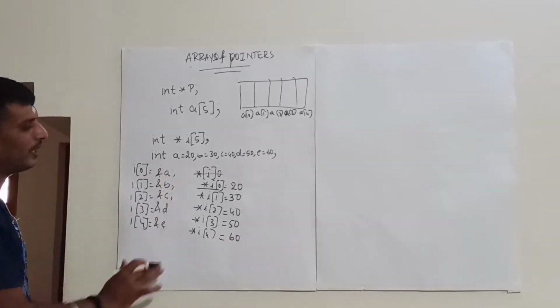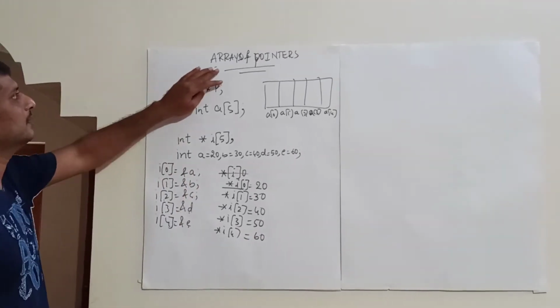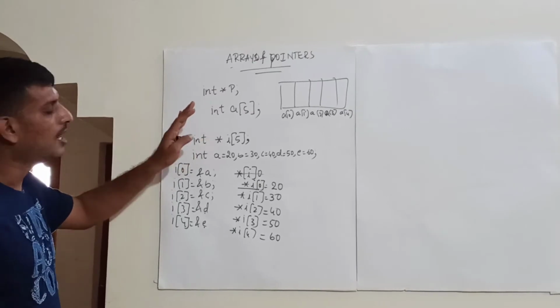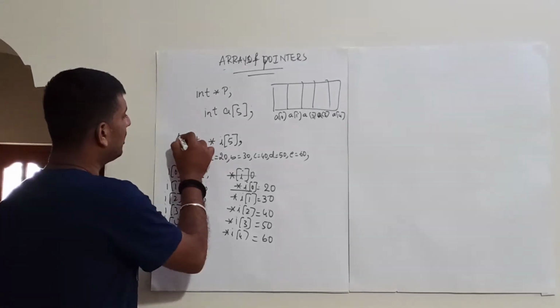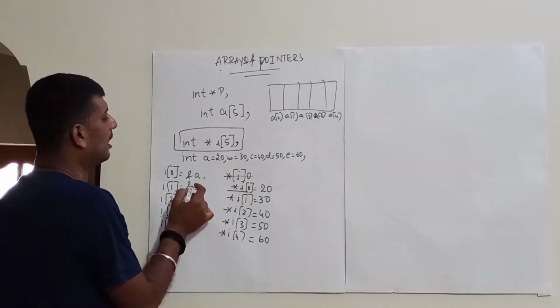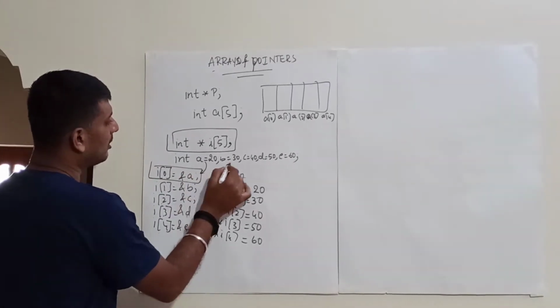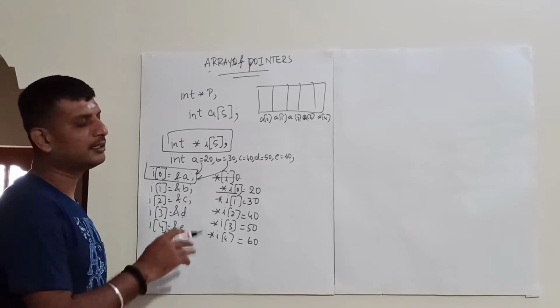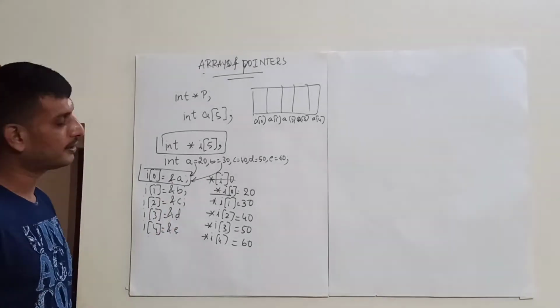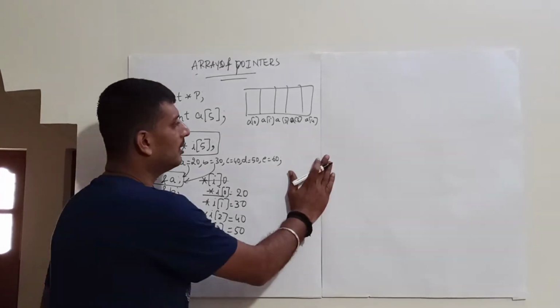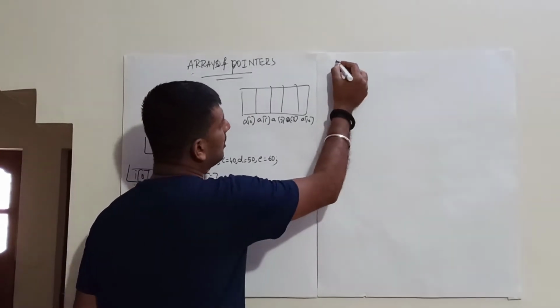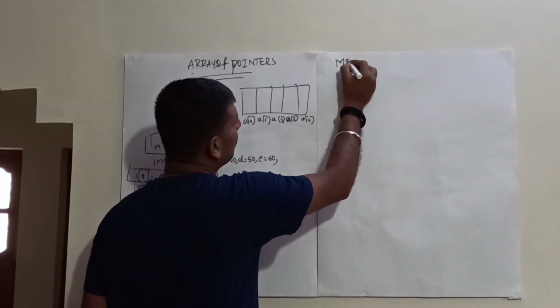So this is how exactly we implement the concept of an array of pointers. You are declaring multiple pointers, and for each and every element in the array, you are assigning the address of the variables. That is called the array of pointers. Now let us move to our next topic, that is the kind of memory allocation.